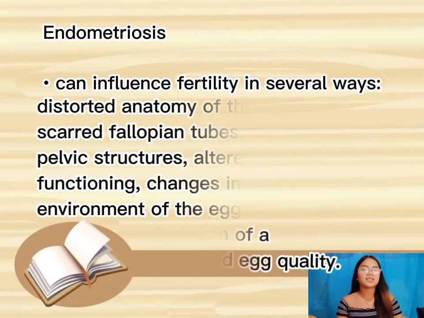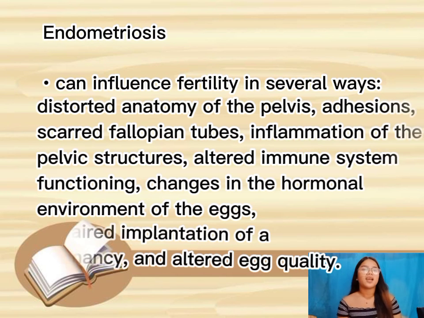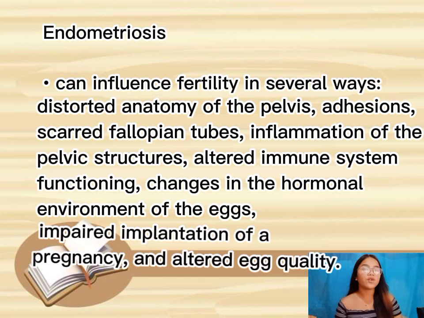endometriosis. So what is endometriosis? Endometriosis can influence fertility in several ways: distorted anatomy of the pelvis, adhesions, scarred fallopian tubes, inflammation of the pelvic structures, altered immune system functioning, changes in hormonal environment of the eggs, impaired implantation of a pregnancy, and altered egg quality.